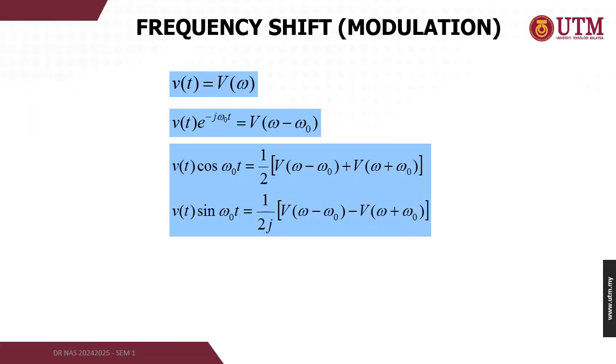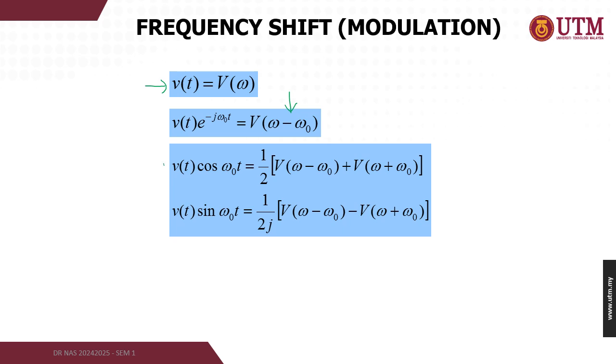Let's look at the next property, frequency shift or modulation. This is the basic function, v(t) equal to V(omega) in the frequency domain. So if you have a signal v(t) being multiplied by an exponential function, in the frequency domain the signal will be shifted by omega naught in frequency.